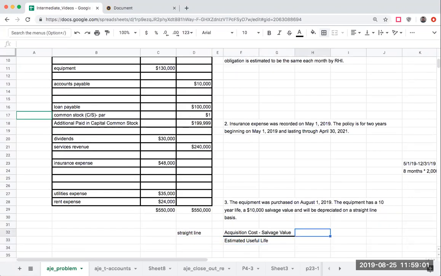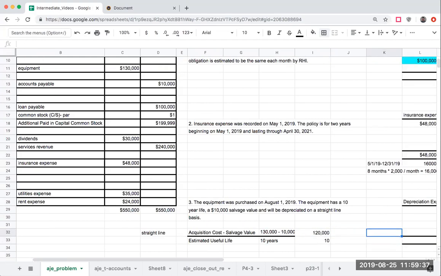So here my acquisition cost is $130,000. My salvage value is $10,000 because the problem is telling me right here. And I'm dividing this over here by 10 years. So my annual depreciation expense is going to be $12,000 per year, or $120,000 divided by 10, or $12,000 per year.